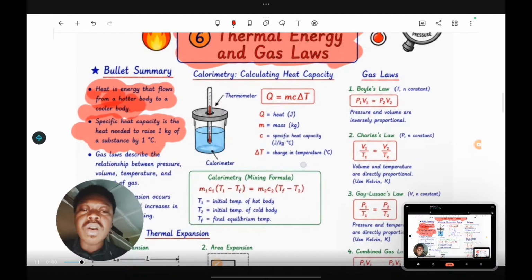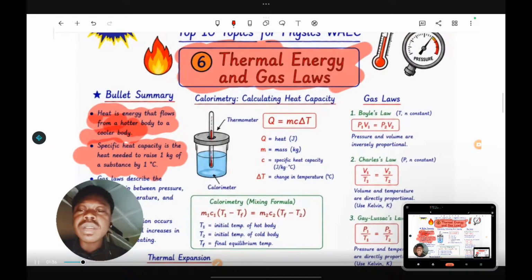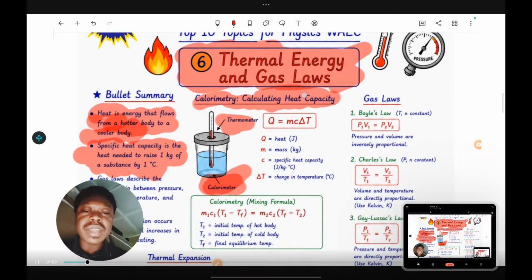And also, after this, then we will now head to gas laws. But quickly, under heat energy and heat transfer, there is a laboratory instrument called the calorimeter. We use this to determine the temperature change based on substance, from hotter substance to the colder substance. So calorimeter is used in calculating heat capacity.